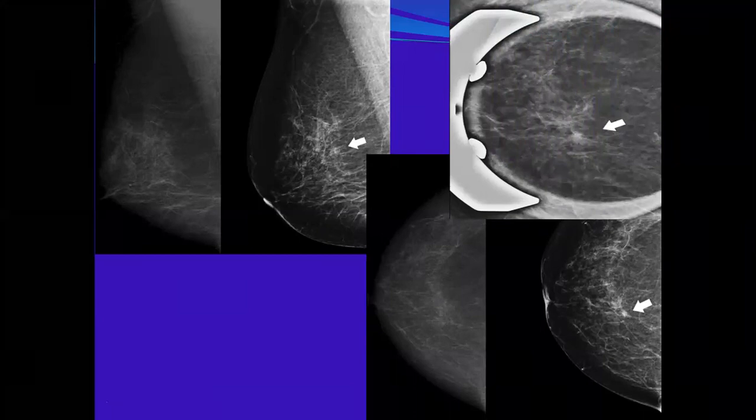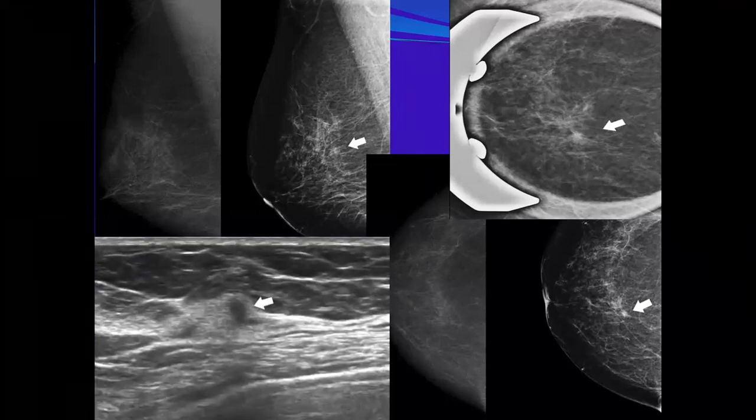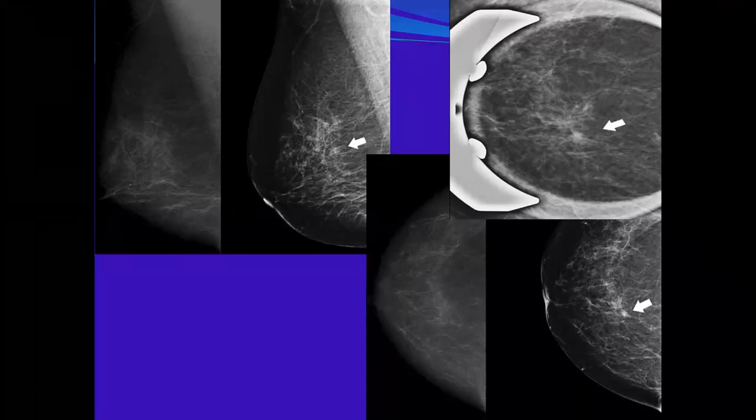This is the spot magnification. Should it persist or disappear? It persists. It means that it is a real mass or lesion. I cannot say mass, still it is an asymmetry, but it is a real abnormality. It is not superimposition of fibroglandular parenchyma. It's real. Okay.